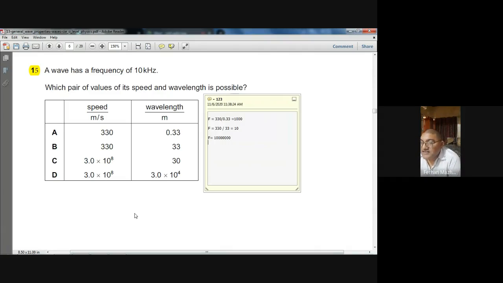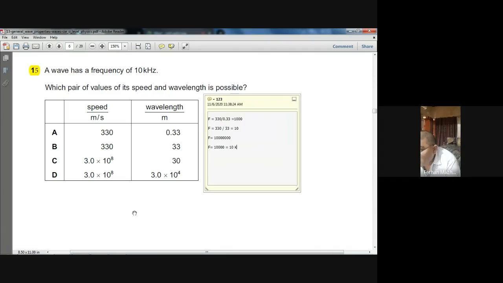Yes. The next option, D: the frequency will be speed, that's 3 divided by the wavelength. Let me do the calculation. You can do it also with your scientific calculator. On your calculator, you will write speed, which is 3 expo 8 divided by 3 expo 4. And the answer is this. There are 4 zeros. 1, 2, 3, 4.